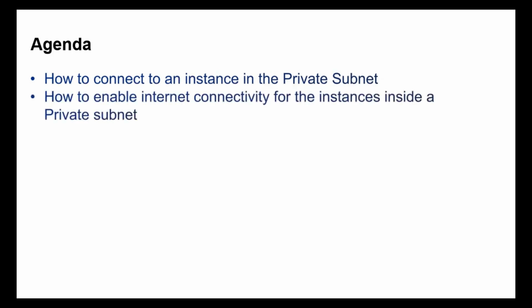Next, if you want to enable internet connectivity for the instances inside a private subnet, how do we enable that? Because sometimes it is required that the instances in a private subnet, like your application server or the database server, have to reach out to the internet and download some patches and upgraded software releases. So during that time, it's important to enable internet connectivity for the instances in a private subnet. So how do we enable that? That is what we are going to see as part of this video.